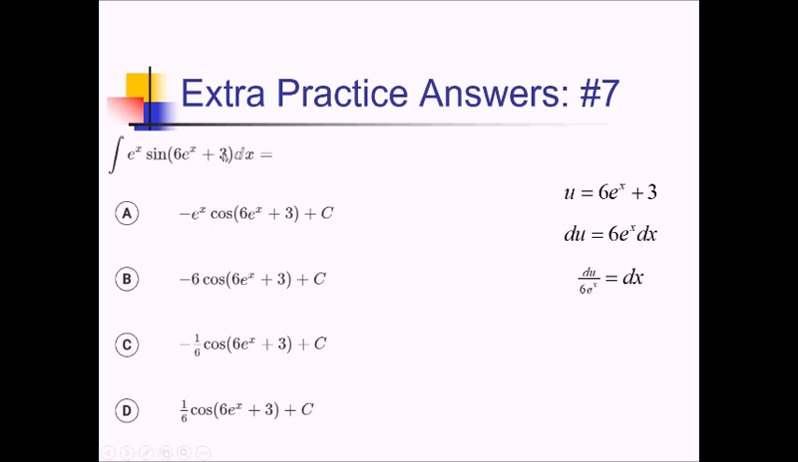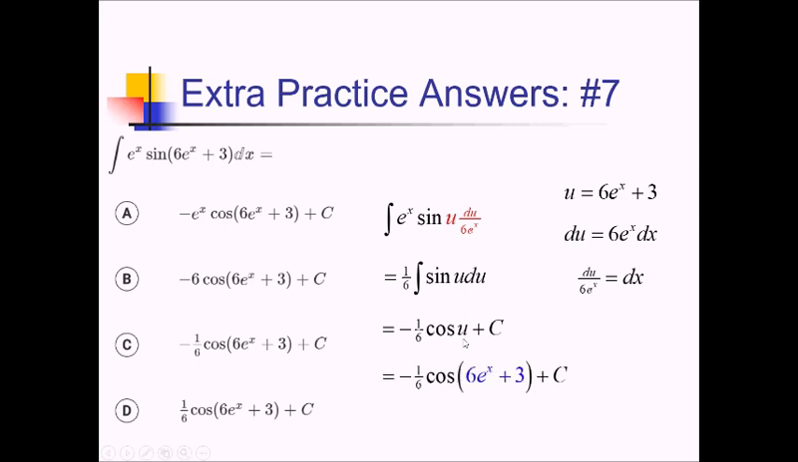Substituting back in, I can rewrite the original as e to the x times sine of u. And now dx is really du over 6e to the x. The e to the x's are going to cancel. I have 1 over 6 times sine of u du. The antiderivative of this is going to be negative 1 over 6 cosine of u plus c. And that doesn't match the answer choices because it looks like these are in terms of x. So if I substitute 6e to the x plus 3 back in for u, like so, now I'm going to get one of the answer choices, choice C.